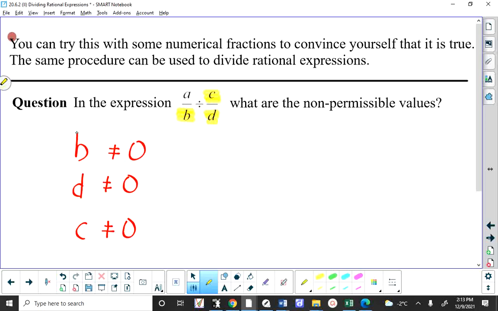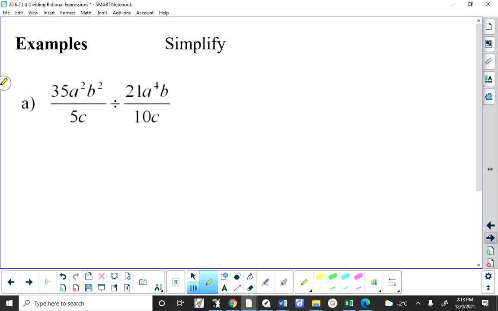Other than that, you should be able to do every single question here. We're going to continue to practice because we need practice with factoring and canceling. There's an issue here, though. We can do the non-permissible values first. A, B, and C are all not allowed to be 0.